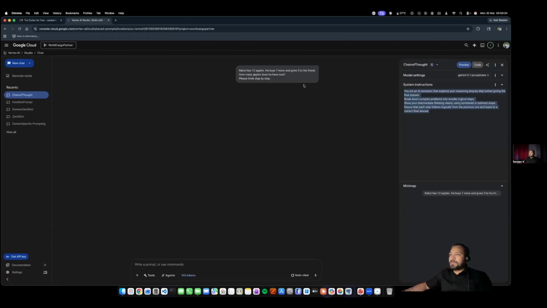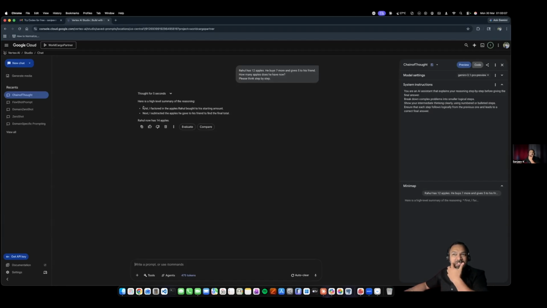This is a system prompt. Now the user is sending the information. Rahul has 12 apples. He buys 7 more apples and gives 5 to his friend. How many apples does he have now? Please think step by step. What I'll do is we'll send this. Now, see how the LLM breaks this task into smaller tasks and then responds back, because we have given in the system prompt that it has to come up with the reasoning.